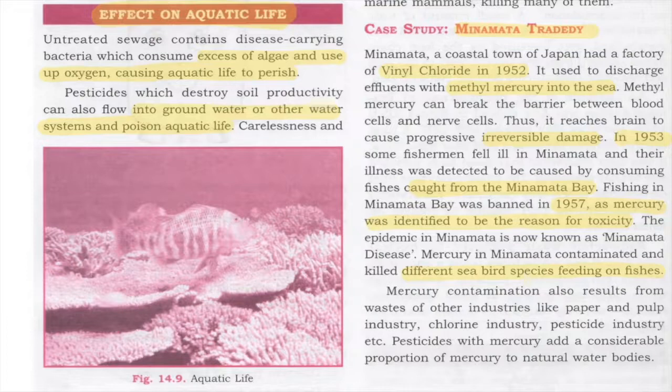Mercury contamination also resulted from the wastes of other industries like the paper and pulp industry, chlorine industry, pesticide industries, etc. Pesticides with mercury add a considerable proportion of mercury to the natural water bodies.